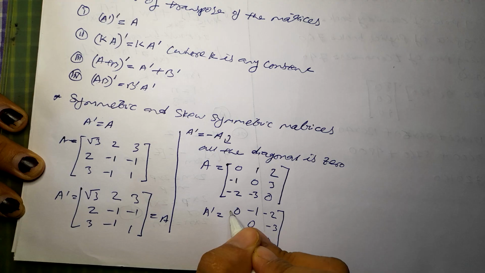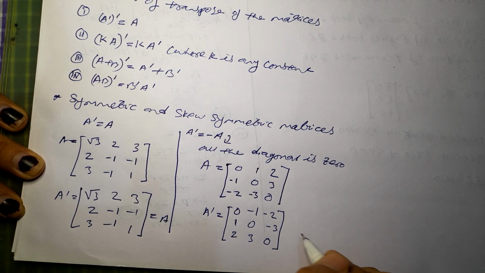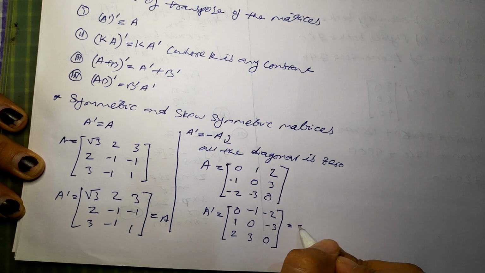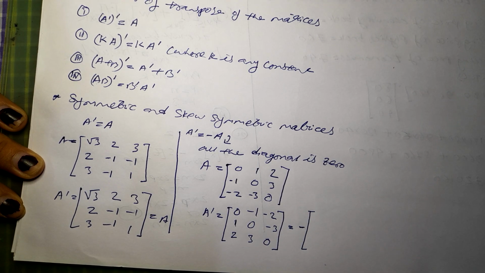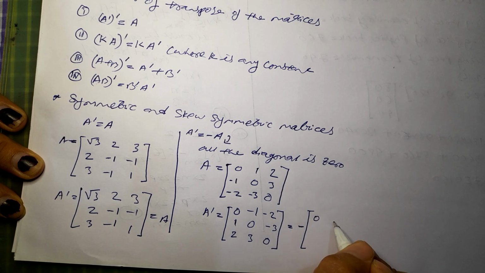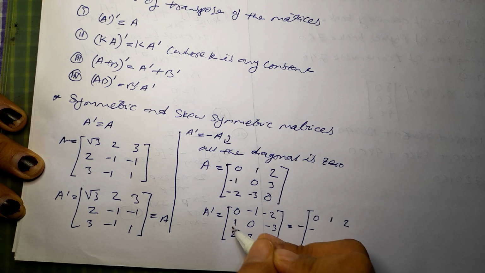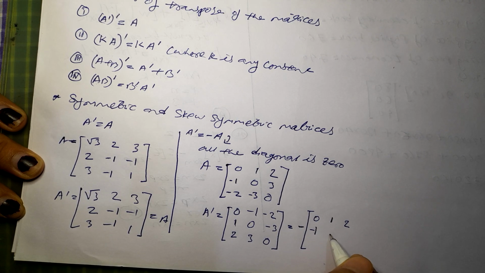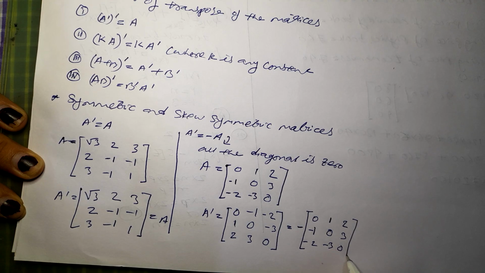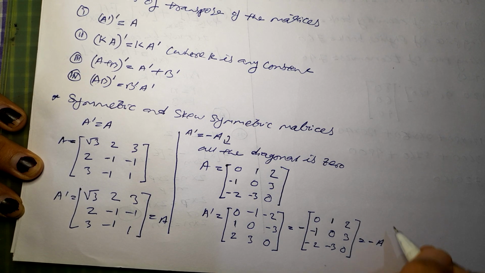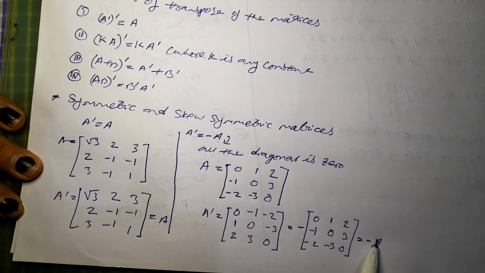Are these two the same? Not yet. If you take the minus common, only then will it be the same. So take the minus common. Because minus into minus is plus, it equals 0, then 1, 2, then minus 1, 0, 3, then minus 2, minus 3, 0. Now this became A, so that is minus A. When A transpose is equal to minus A, this is a skew symmetric matrix.